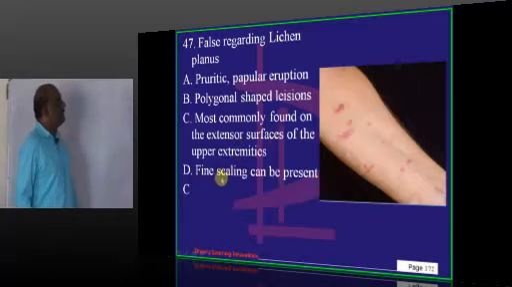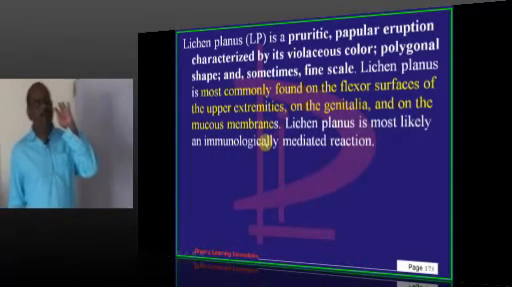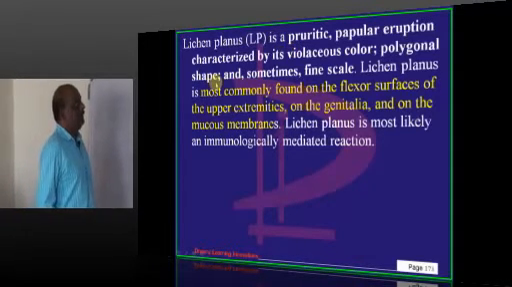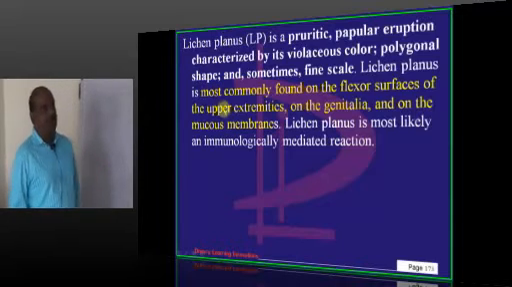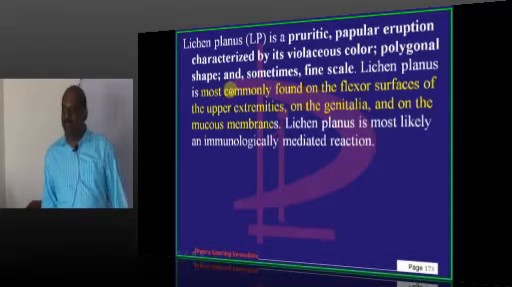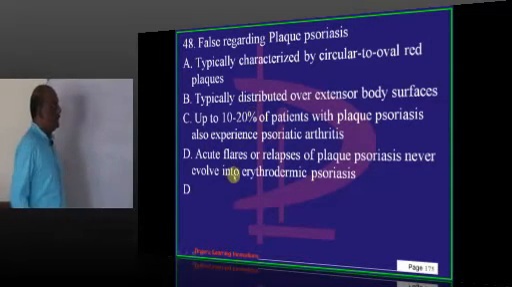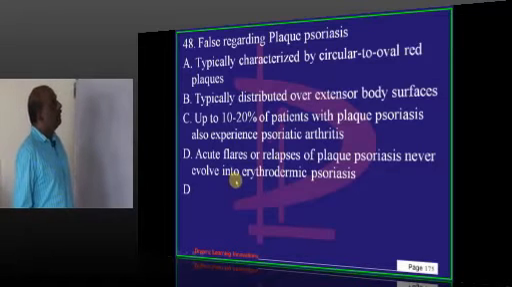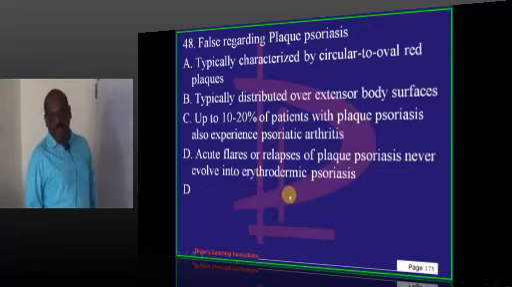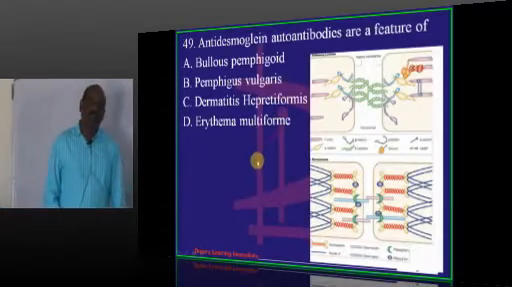What is wrong about lichen planus? It is not the extensor but the flexor surface where you find it. What are the 5 P's of lichen planus? Pruritic, papular, polygonal shaped, purpuric, pruritic papules are the classical features of lichen planus. Now what is wrong about plaque psoriasis? Whenever there is an acute flare of plaque psoriasis, it can evolve into erythrodermic psoriasis, which you have to understand.